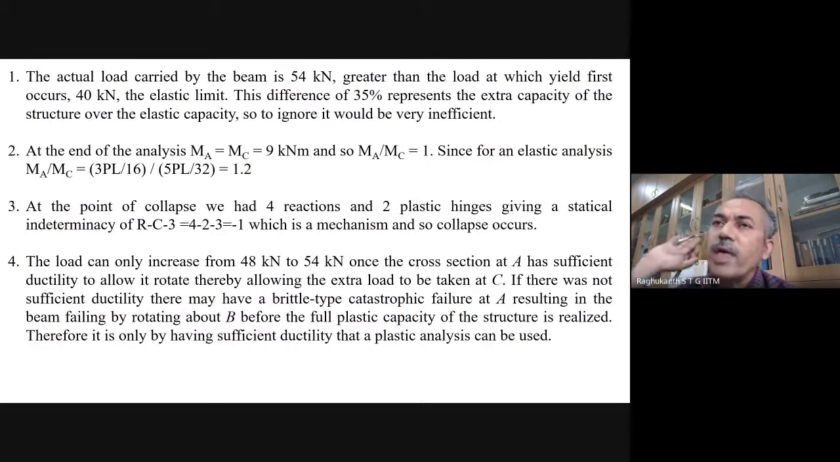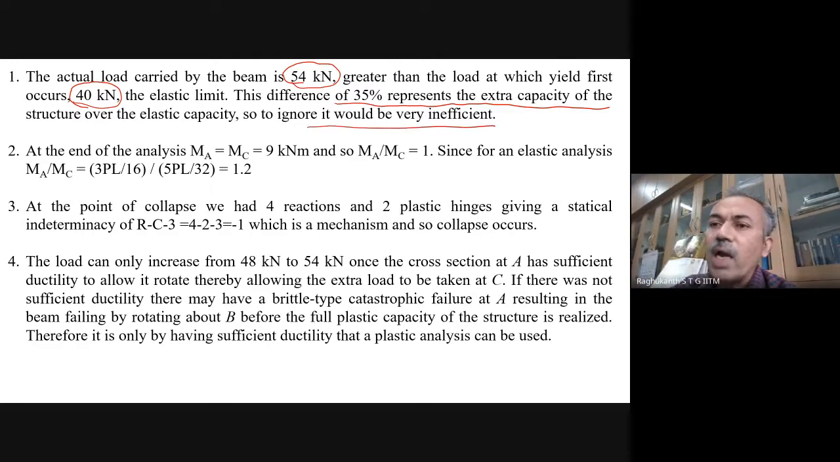If you see the important points here, the actual collapse load for this beam is 54 kilonewtons, but initially the design load was 40 kilonewtons. That is the elastic limit. If you find the ratio, you can say 35% extra capacity is there for the structure. If you ignore this extra capacity, the design may be inefficient or uneconomical.